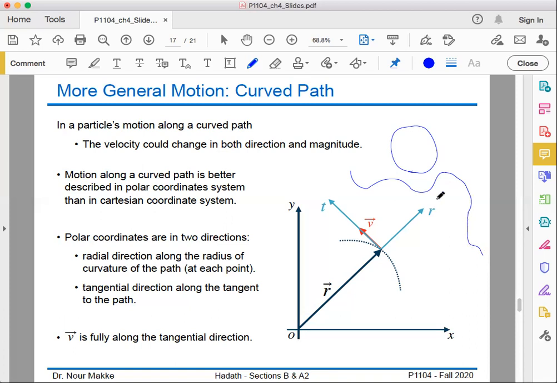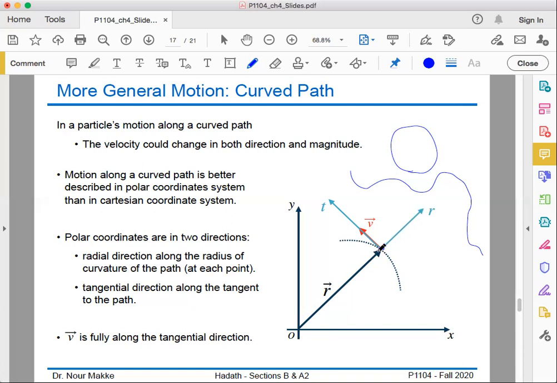So for the first axis, which we call the r axis, this is what we call the radial direction. So it's the direction along the radius of the curvature of the path. It's defined at each point. So we're going to see a figure later on. Whenever you are at a given point, you have the radius of this curvature. So here we have a curvature, as you can see, and the r direction is the same direction as the radius of this curvature, and it points outward.